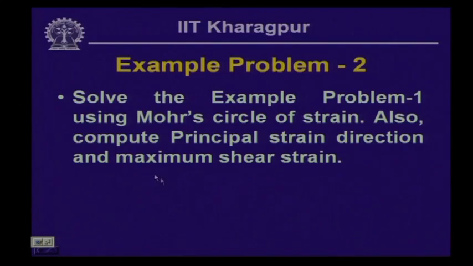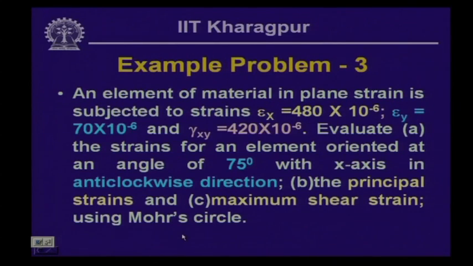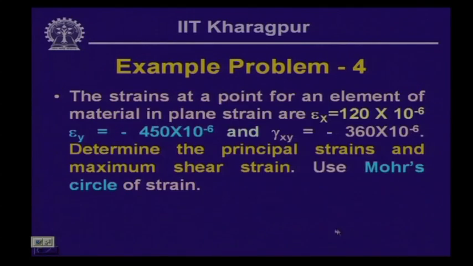Well, now the next problem is to solve the same problem as given in one, but using Mohr circle of strain, and compute the principal strain direction and maximum shear strain. Now, the next example is that an element of material in plane strain is subjected to these strains. We have to evaluate the principal strain and the shear strains, and also the strain at an angle of 75 degrees. The fourth problem is that the strain at a point for an element is given by these values. We will have to determine the principal strain and maximum shear strain using Mohr circle of strain.